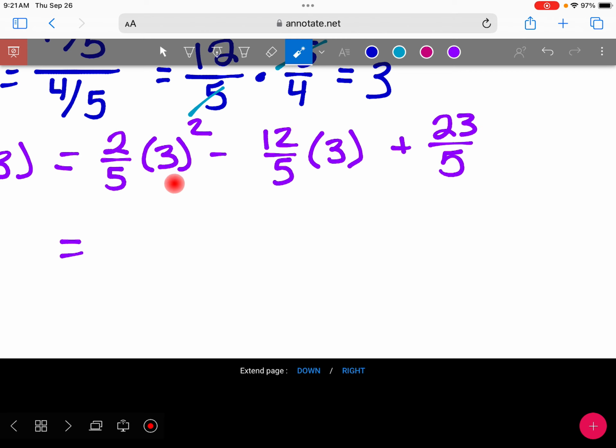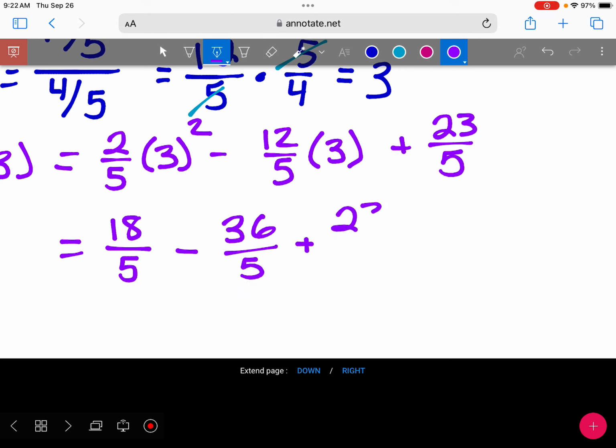So we're going to have here our 3 squared. What's 3 squared? Times 2/5. So 18/5, since we're multiplying our numerator. So we have 18/5 minus 12 times 3, 36/5, plus 23/5. So we have 18 minus 36 plus 23.